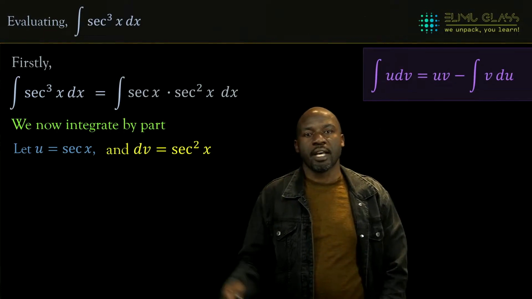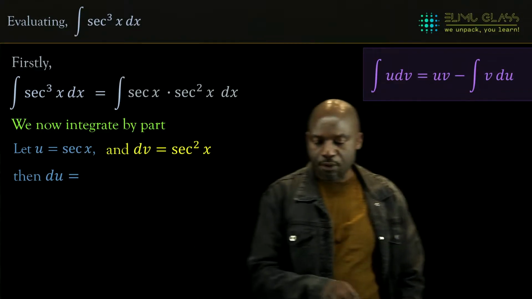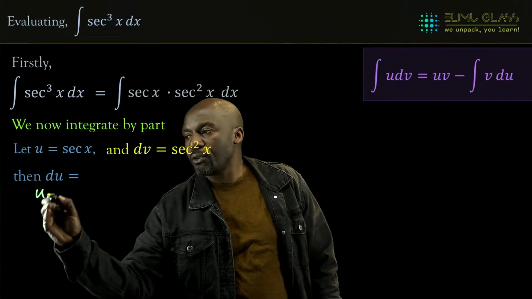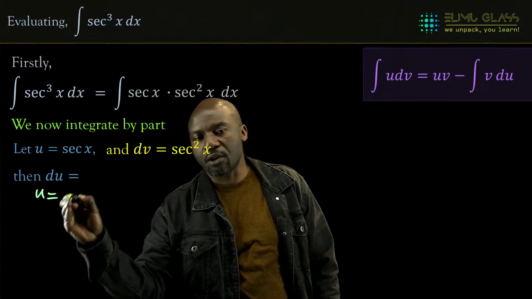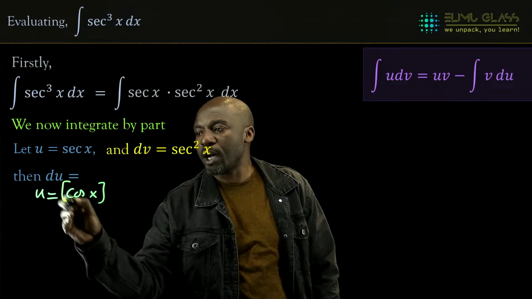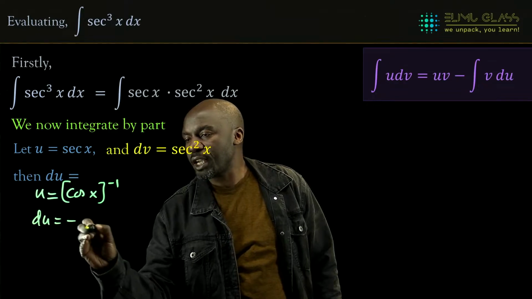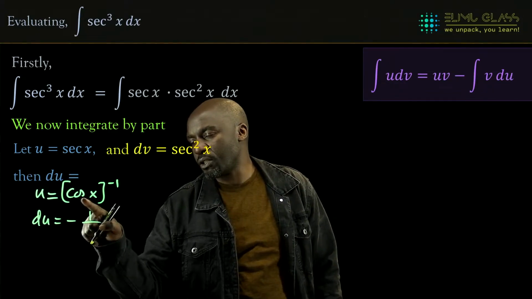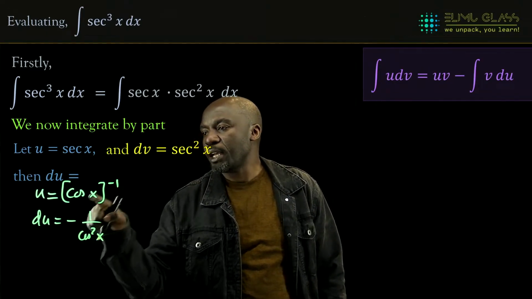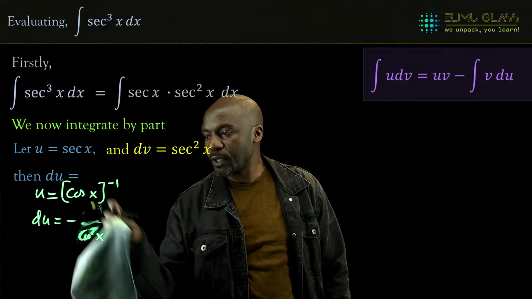If we do that, then by differentiating this, we get du. I want to do this quickly before we get into it. u is sec x, which is basically 1 over cosine. So I can write cosine of x to the power -1. And so du becomes negative 1 times cosine of x to the power -2, which is 1 over cosine squared of x. And then we differentiate the inside and we get sine.